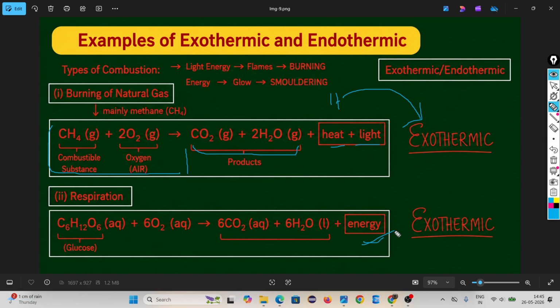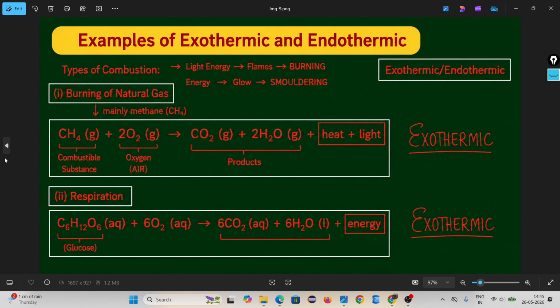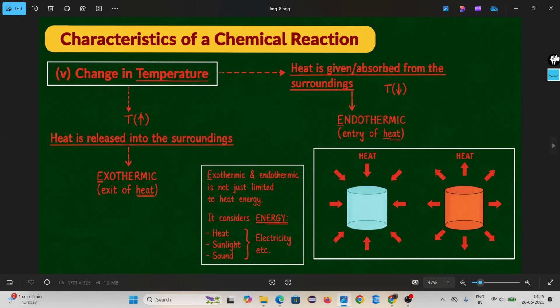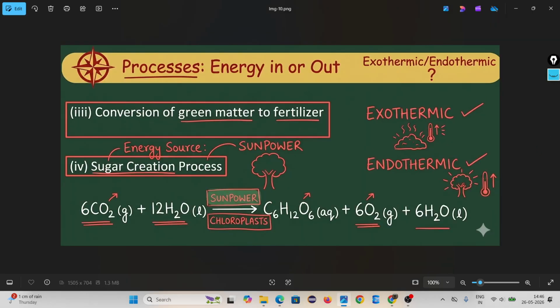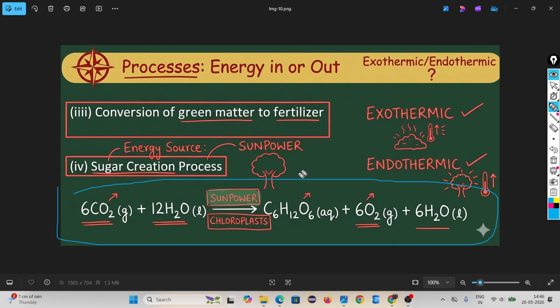Energy is released, and in exothermic and endothermic reactions, not only heat but also different types of energy, like heat energy, sunlight, and sound energy, are also released. Then, another example, and remember, photosynthesis is an example of endothermic. It is not exothermic. Endothermic means heat is consumed from the environment.